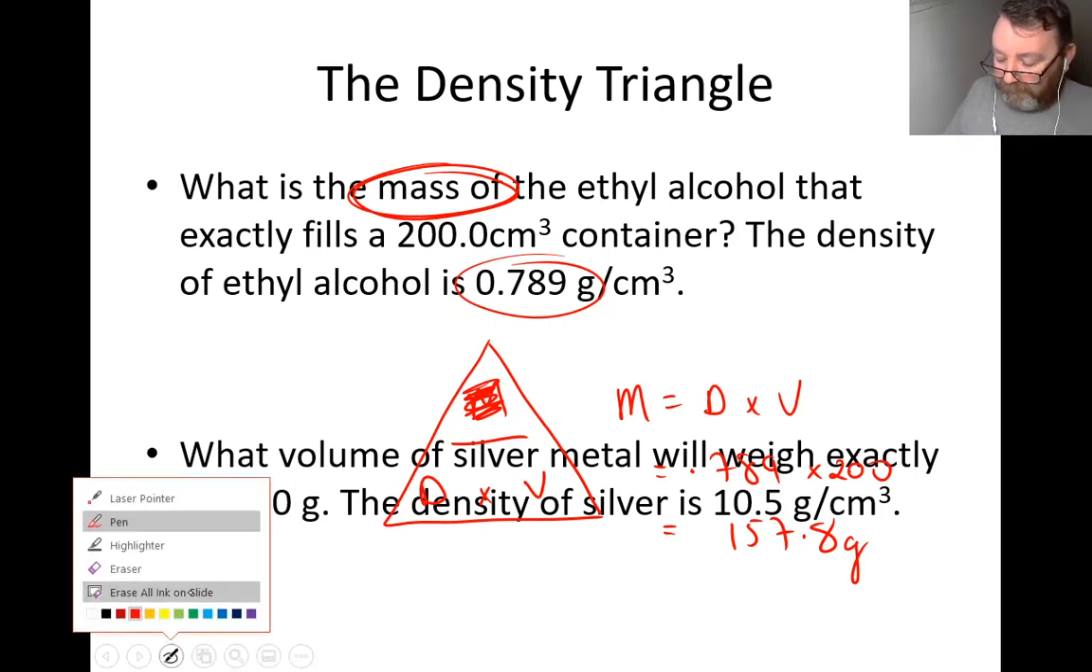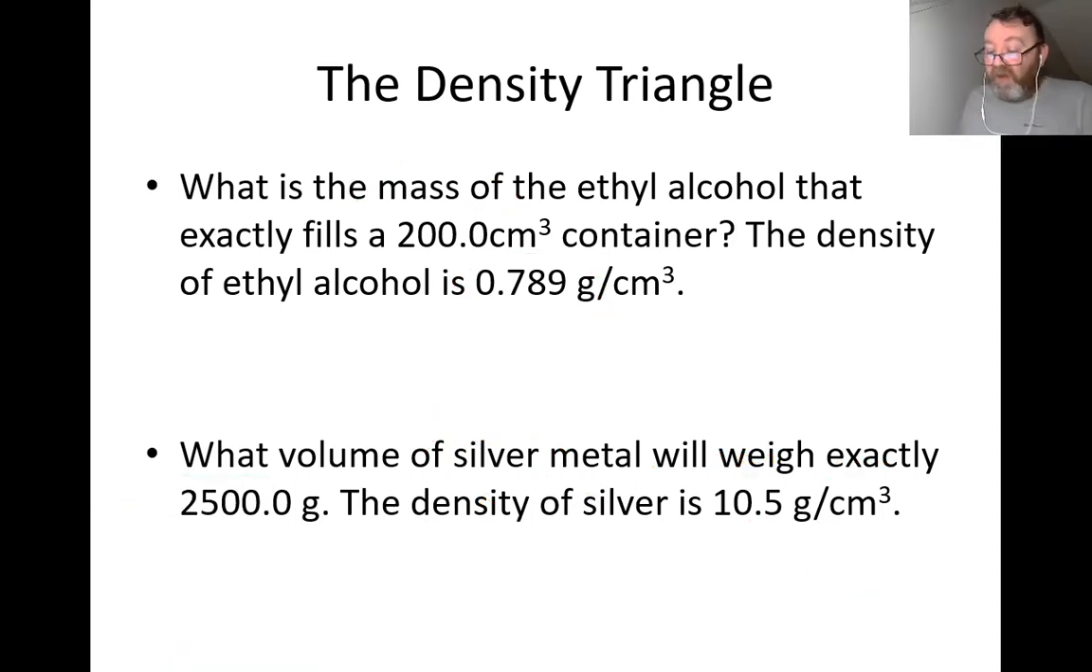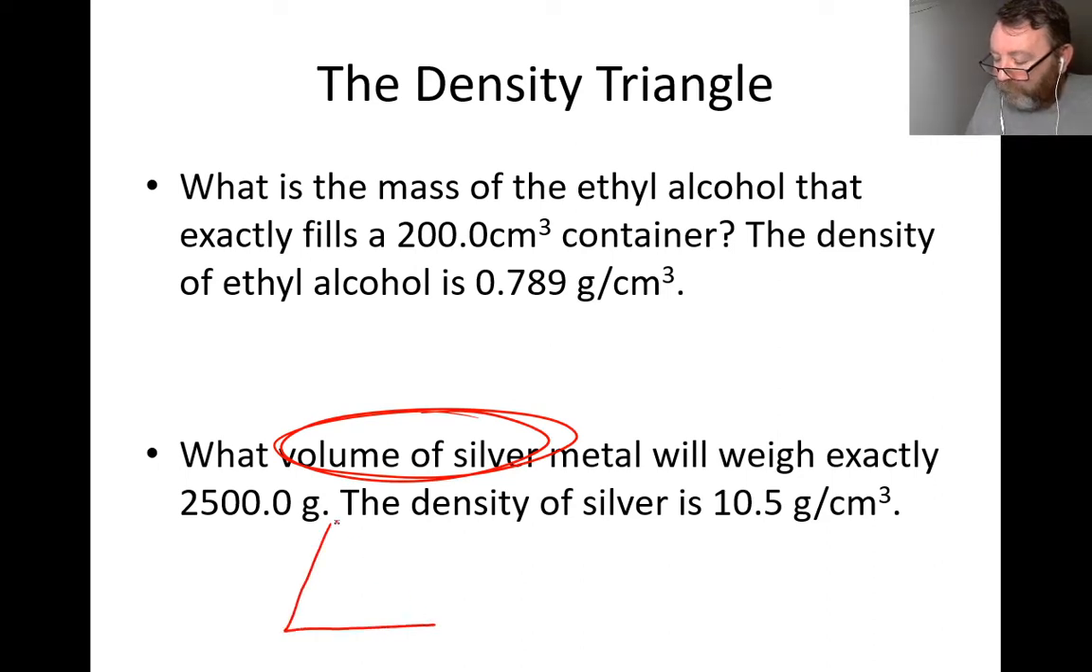Let's take the bottom one here. What volume of silver metal will weigh exactly 2,500 grams when the density of silver is 10.5 grams per centimeter cubed? Now, again, question number one. What am I being asked to calculate? The volume of silver. So you draw your triangle with your three letters. Density equals mass over volume. Okay. Now, what am I being asked to get? I'm being asked to get volume. So I scribble out volume. And what am I left with? Mass over density. So what's the mass?